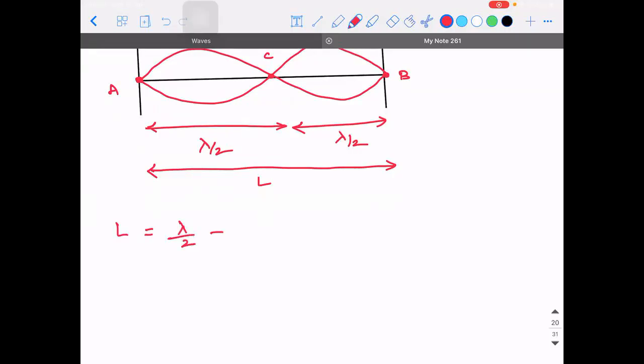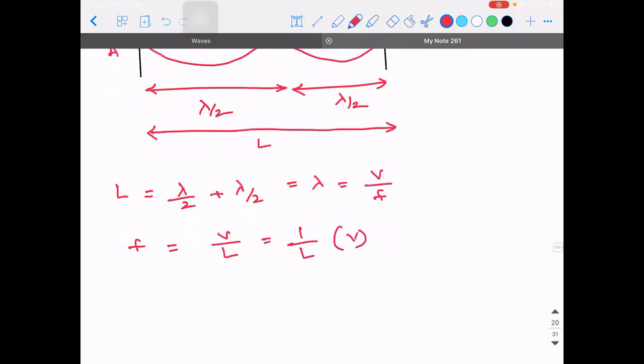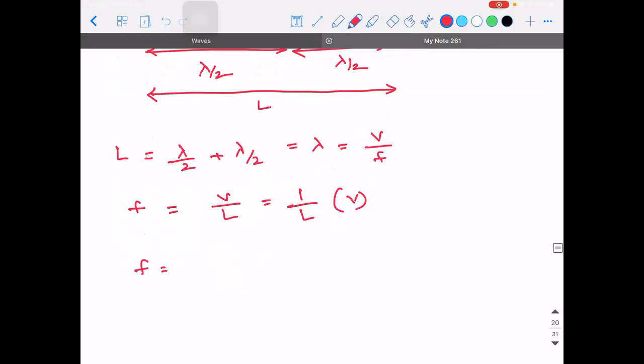So what will be the value of L? It is lambda by 2 plus lambda by 2. That is lambda. But what is lambda? Lambda is V by F. So F will be equal to V divided by L. Correct? So can I write this as 1 by L into V? Then this F, can I write it as 1 by L into root of T by mu? Look at the manipulation I'm going to do. Can I write it as 2 divided by 2L into root of T by mu?